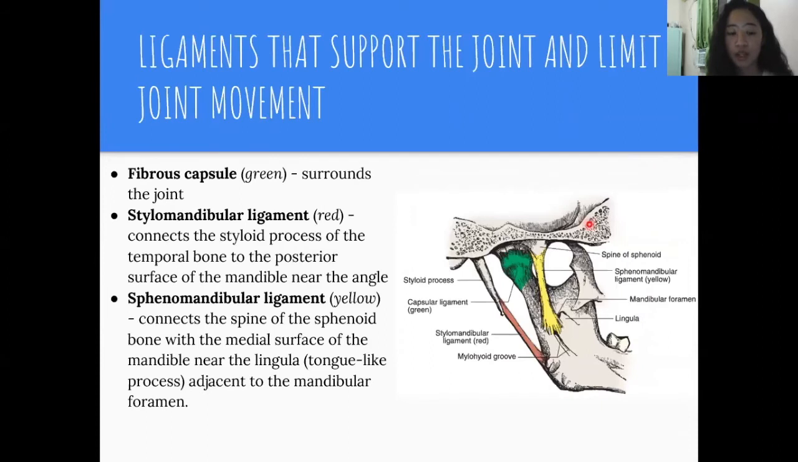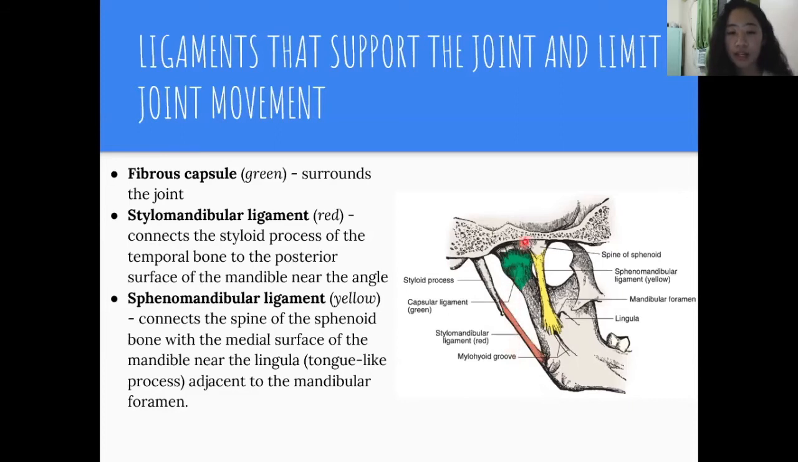If we take a look at the picture on the right, the stylomandibular ligament connects the styloid process of the temporal bone to the posterior surface of the mandible near the angle. It is relaxed when the mouth is closed but becomes tense on extreme protrusion of the mandible.